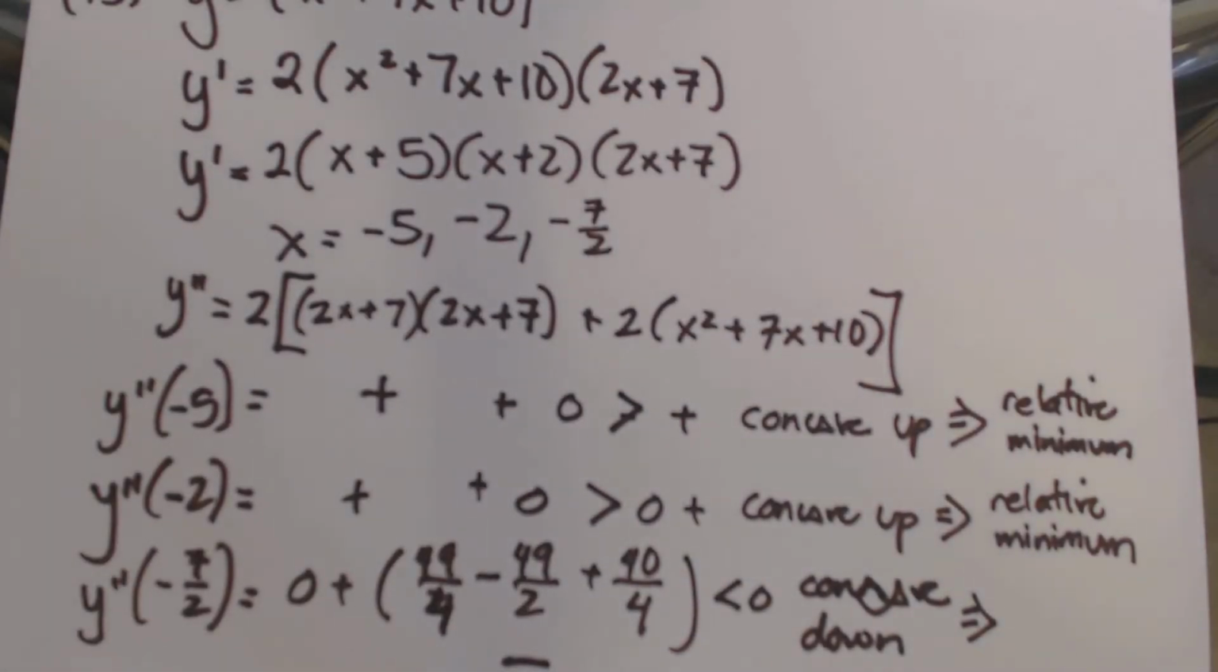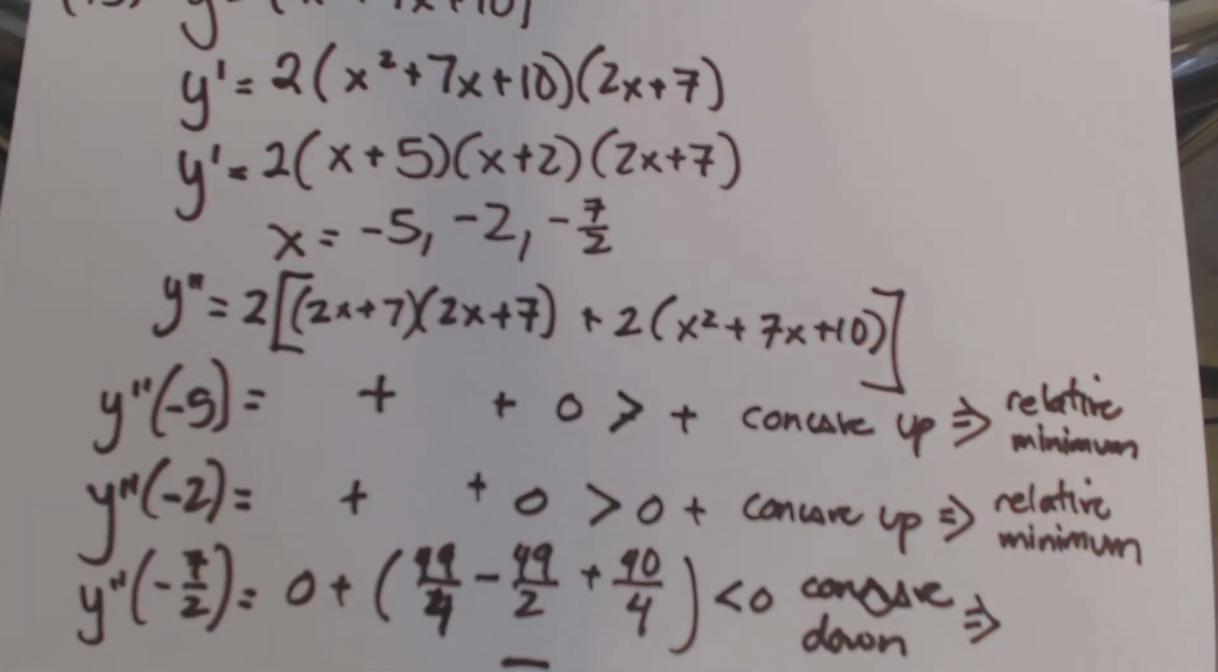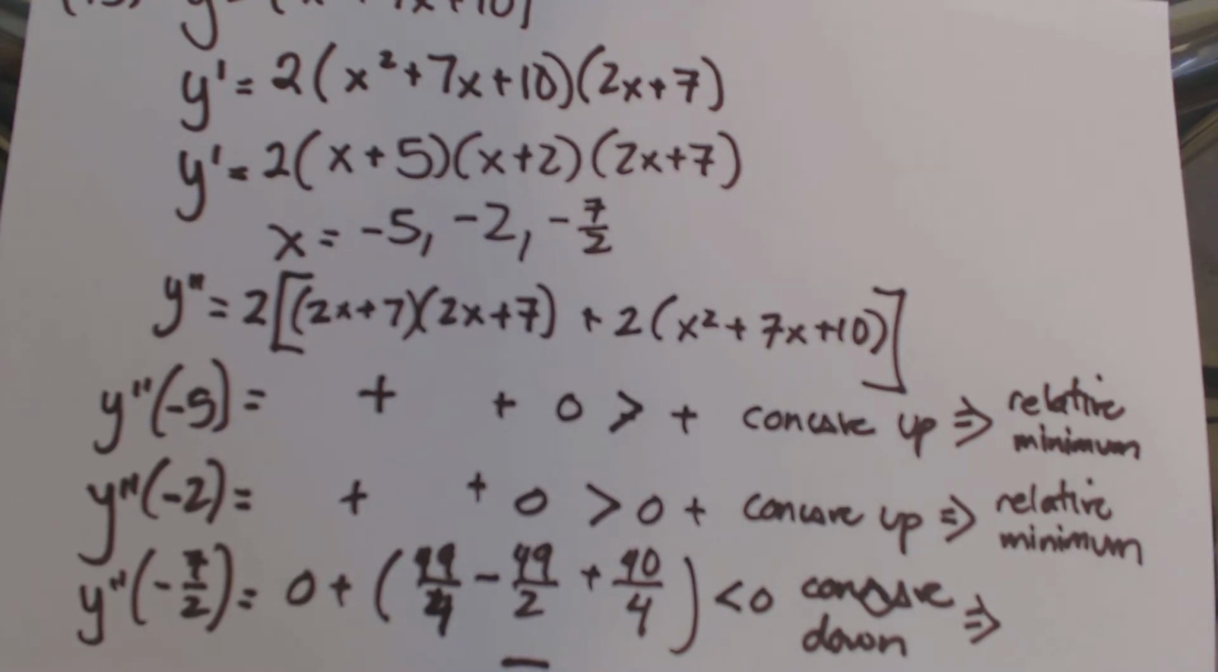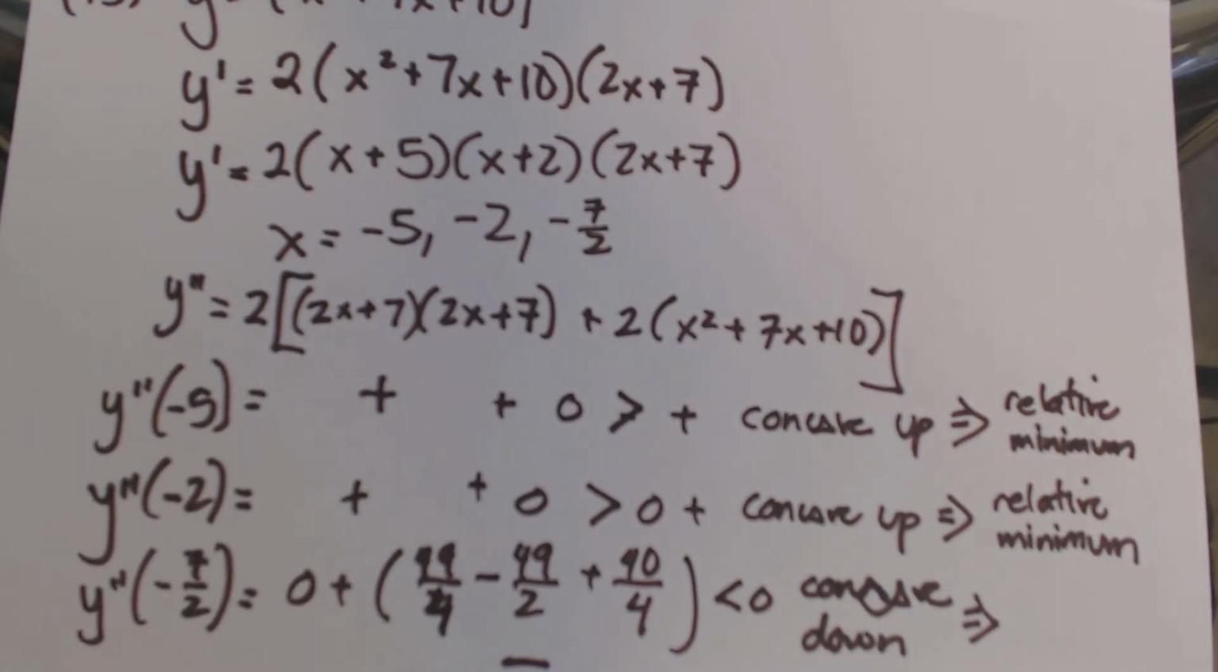So remember, I don't actually need a value for the expression evaluated at the critical points. I just need to know the sign of it in order to then establish via the second derivative test if the function is concave up or concave down. So I've established that it's less than 0, negative, so it's concave down. So it's going to be a relative maximum. The function is going to have a relative maximum at the value x equals negative 7/2.